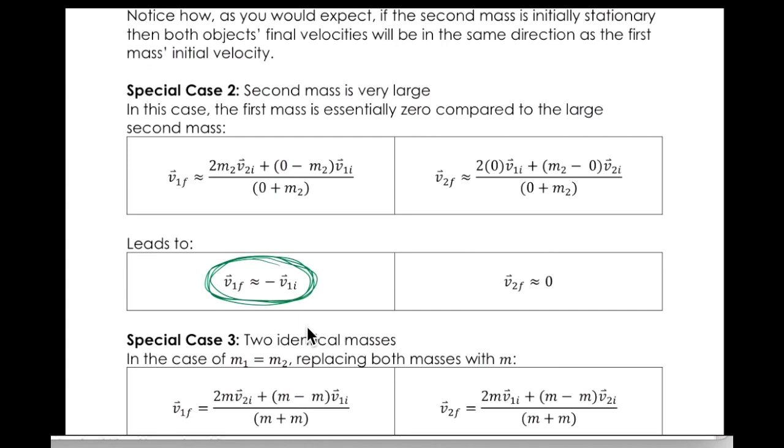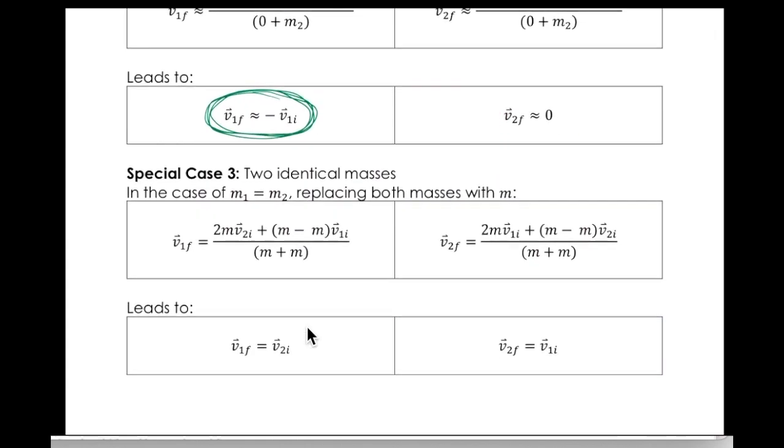Think of it this way: if we had a wall with a very large mass, and we threw a ball at the wall, when it collides we would expect it to bounce back with the same speed in the opposite direction, and the wall would not move at all. Its velocity would not change at all.